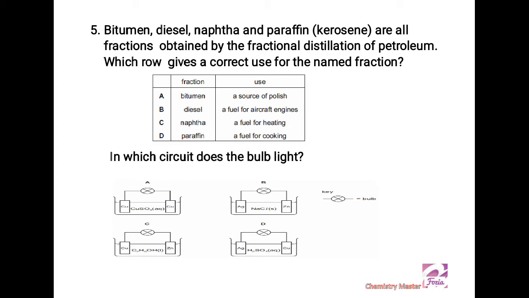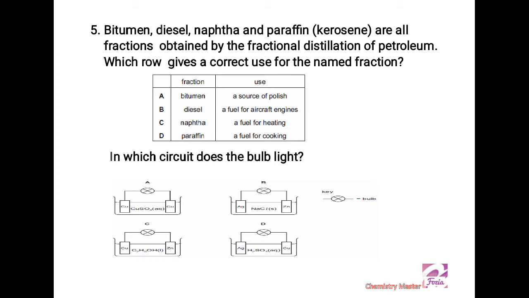Bitumen is also called asphalt or residue, and it is used for paving road surfaces and for roofing, not directly used as a polish. Option B, diesel. Diesel oil is used as a fuel for diesel engines in buses, lorries and trains, for heavy automobiles.